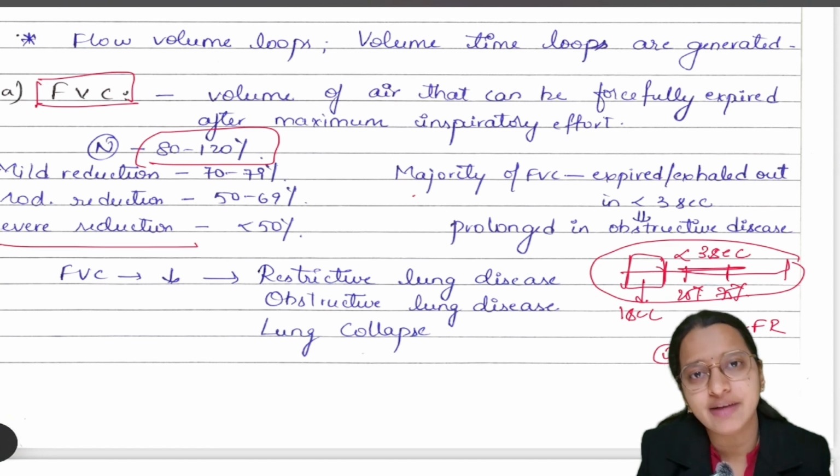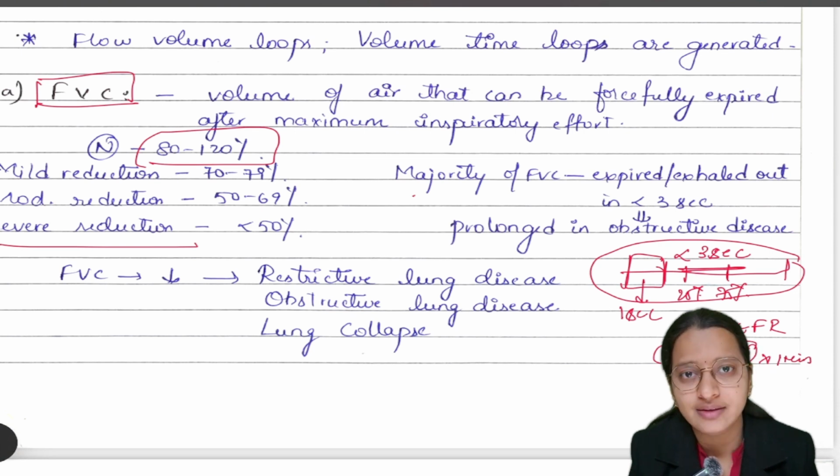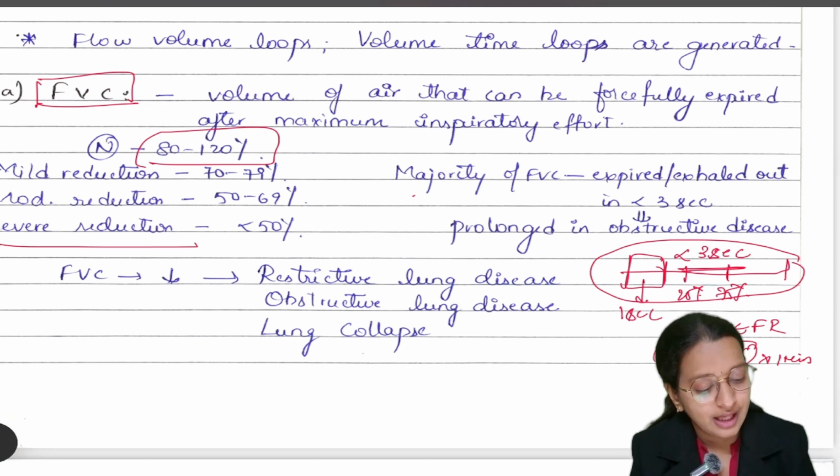And finally, you will calculate maximum voluntary ventilation. That means ventilation will be calculated for 1 minute, right? So the amount of air that the patient can breathe in and out, voluntary, right? So he'll be breathing in and out in 1 minute. That is the maximum amount of air the patient can breathe in 1 minute.